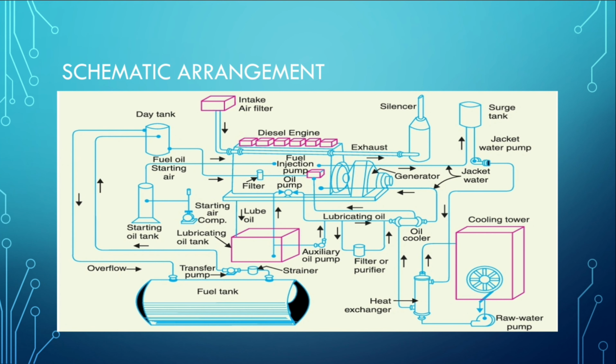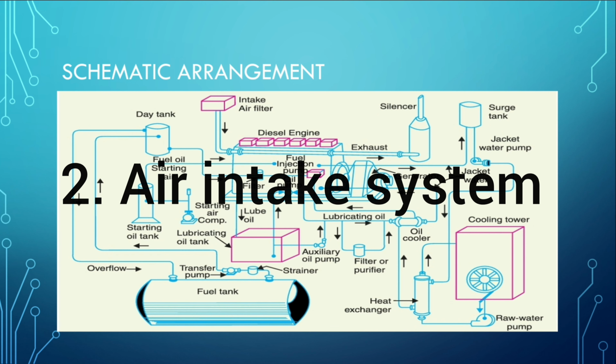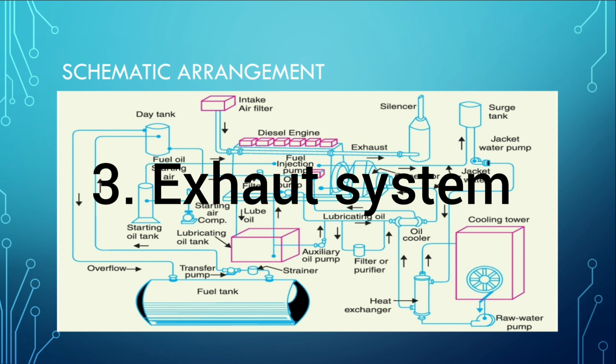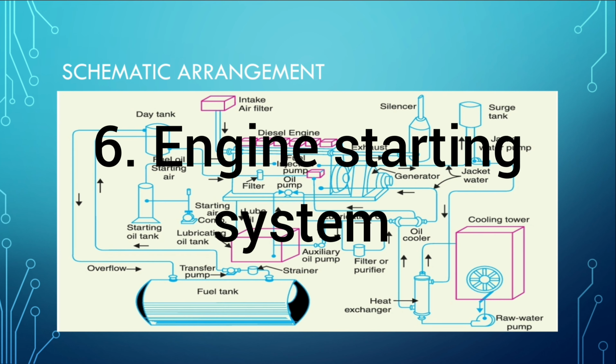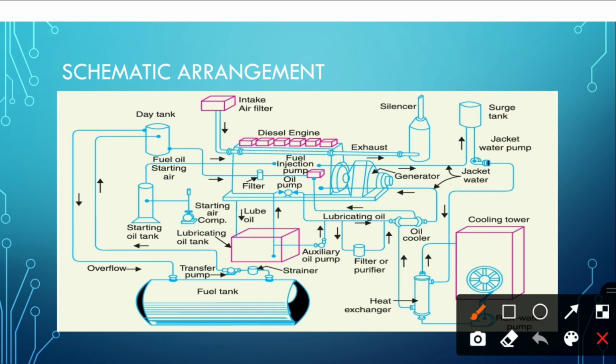Schematic arrangement of diesel power plant. In order to best understand the schematic diagram of a diesel power plant, we have divided the whole schematic diagram into 6 parts: fuel supply system, air intake system, exhaust system, cooling system, lubricating system, and engine starting system. First, the fuel supply system. This system consists of strainer, transfer pump, all-day tank, and fuel tank.